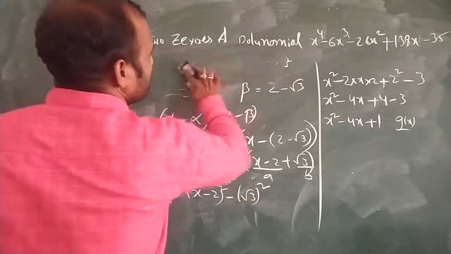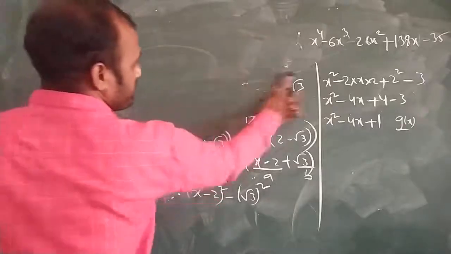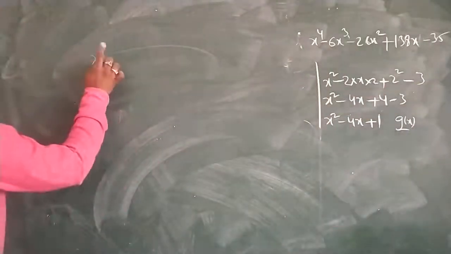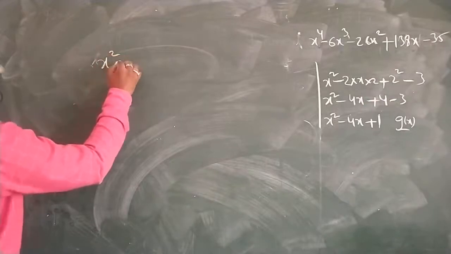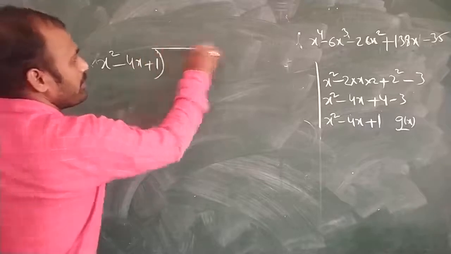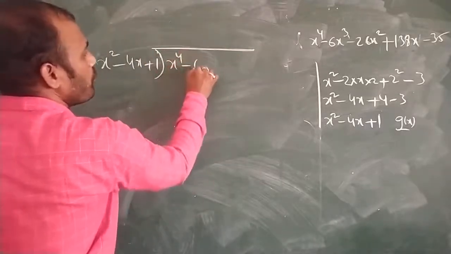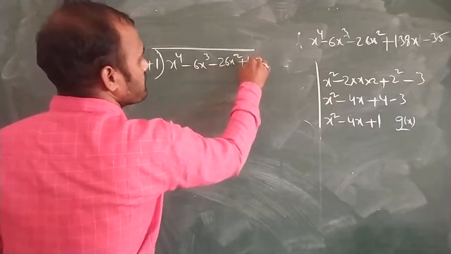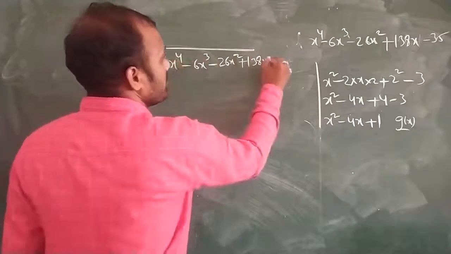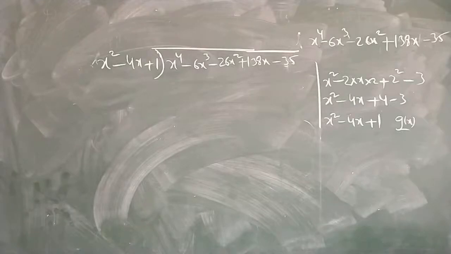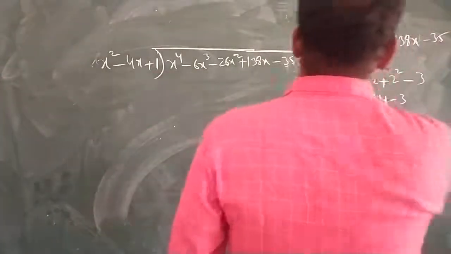Here let us do x square minus 4x plus 1 divided by x to the power of 4 minus 6x cube plus 26x square plus 138x minus 35. So let us start doing division.